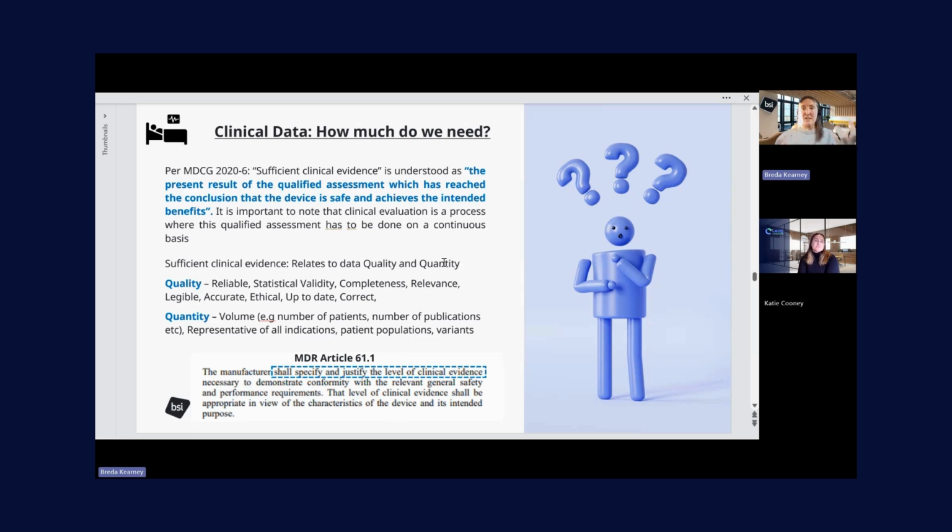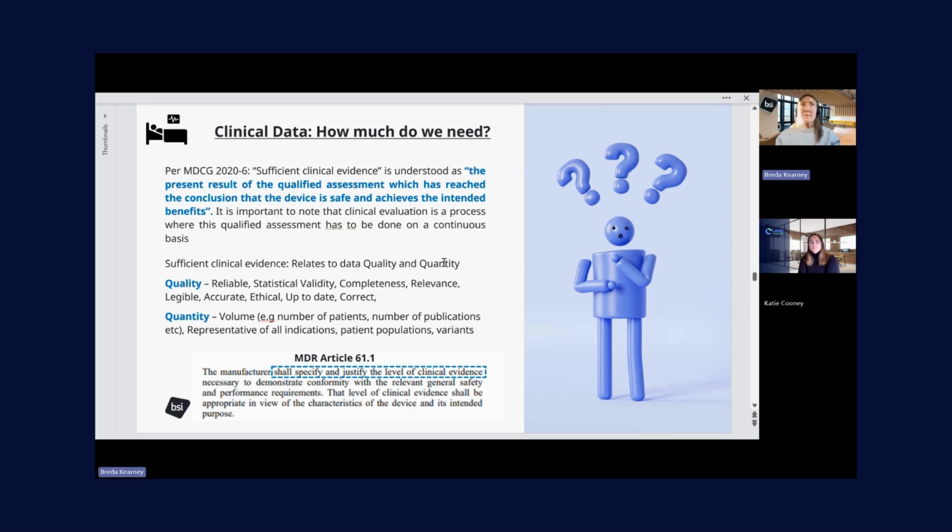Quantity, it's volume is what you're talking about. So it's looking at the number of patients that you have data on. So how many data points do you have? Number of publications. And then importantly, is it representative of all the indications, all the patient populations, etc., that are covered by your medical device?